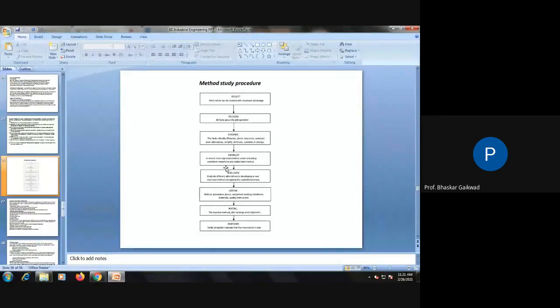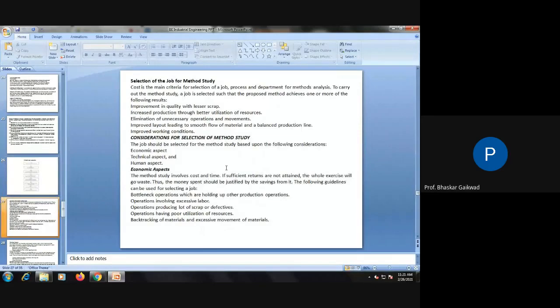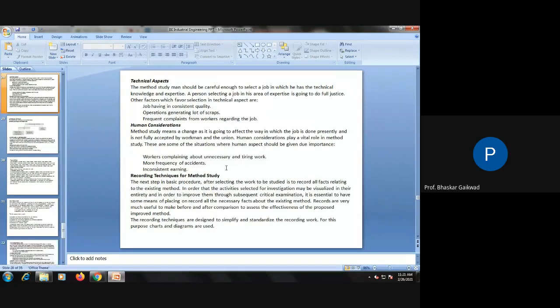This is the procedure for method study, selection of the jobs. Here a descriptive part is given. Yesterday we covered this. Now, recording techniques. So many recording techniques are there. Yesterday we saw that five types of charts and two types of diagrams are there. These are the recording techniques normally used in industry.